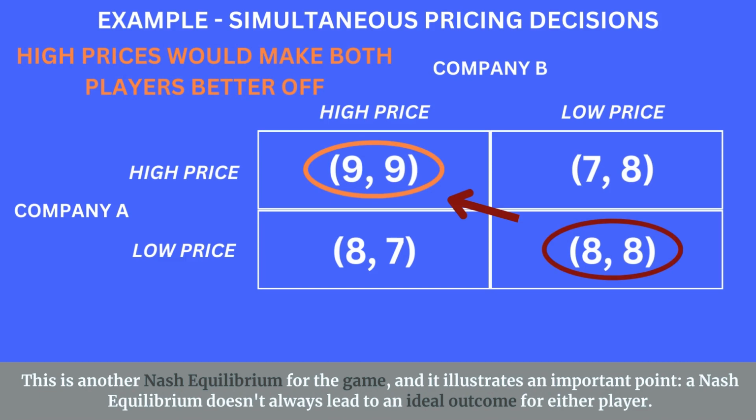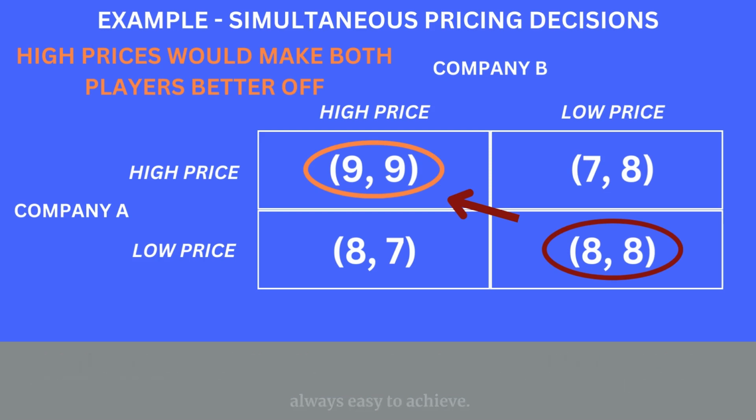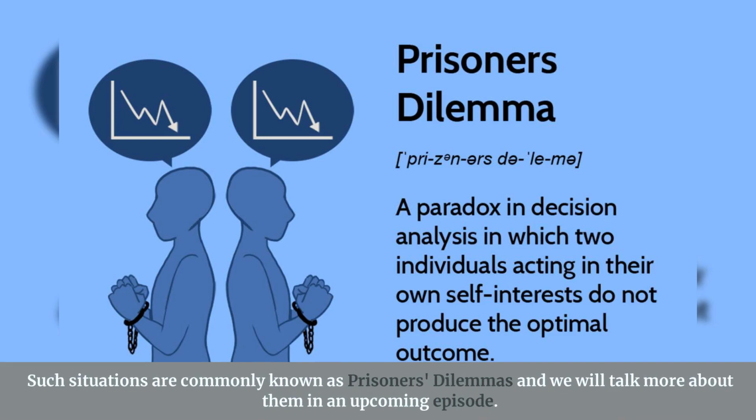A Nash equilibrium doesn't always lead to an ideal outcome for either player. Both players would have better outcomes if they both aimed for high prices, but this is a strategy that would require trust and coordination among players to execute, which is not always easy to achieve. Such situations are commonly known as prisoners' dilemmas, and we will talk more about them in an upcoming episode.